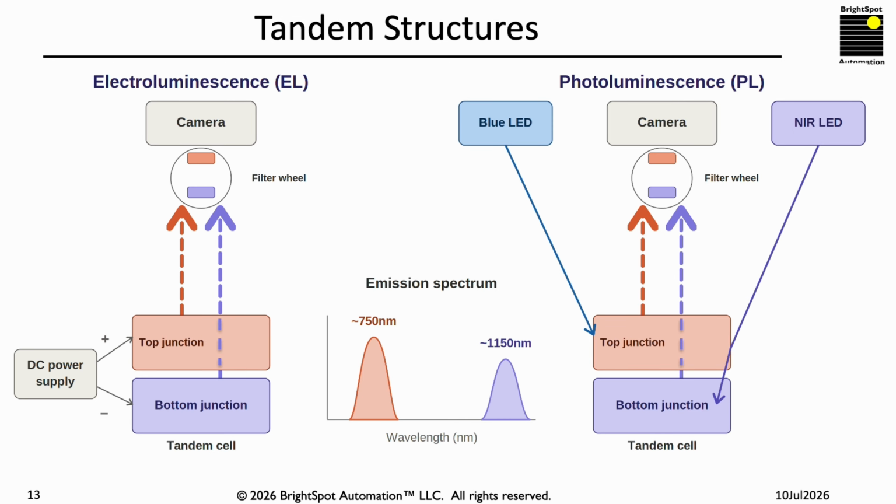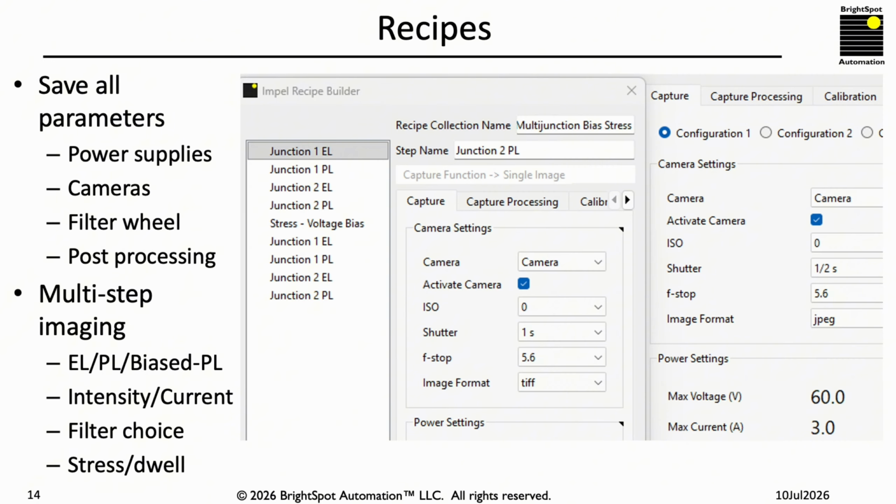Photoluminescence is a bit different. There we will excite the top junction using short wavelength light, such as a blue LED light, and similarly use the correct filter wheel location. And then for the bottom junction, we will use near infrared light that will pass through that top junction and then be absorbed in the bottom junction, and use the different filter wheel position for that.